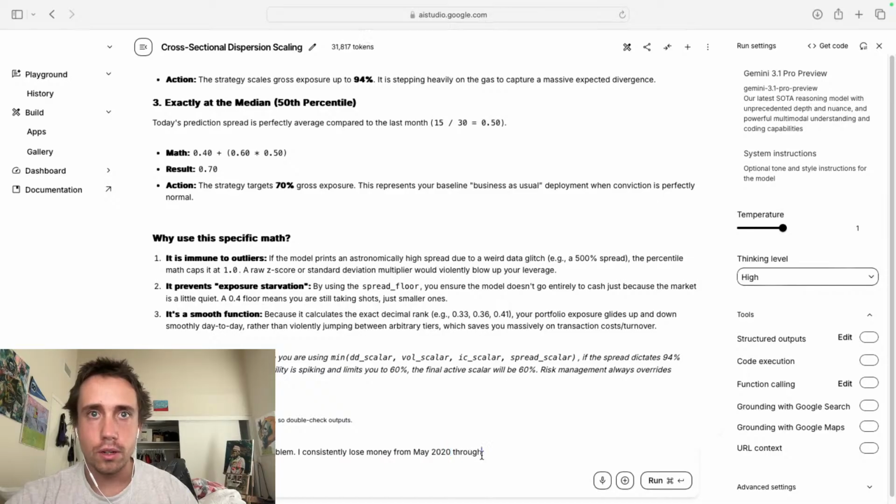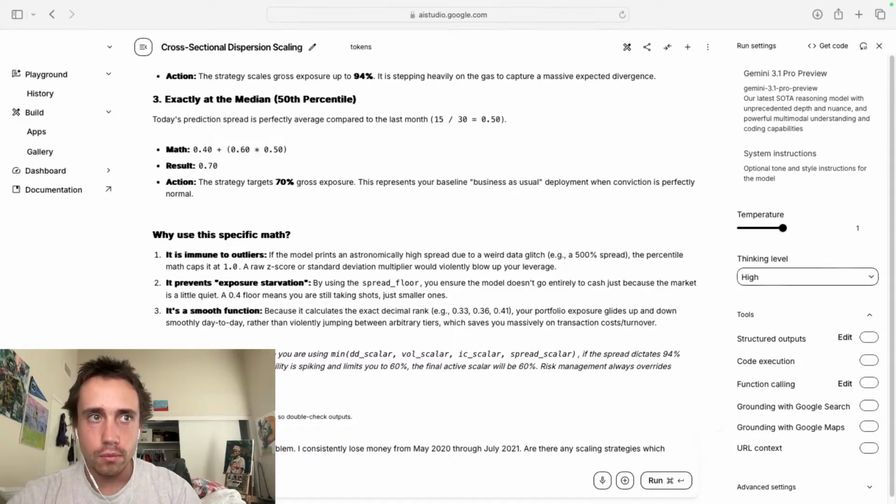May 2020 through July 2021. Are there any scaling strategies which might solve this problem? How can I make the model itself work better during this time period?